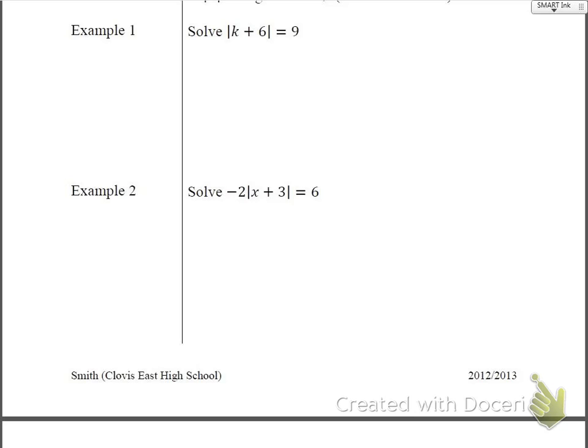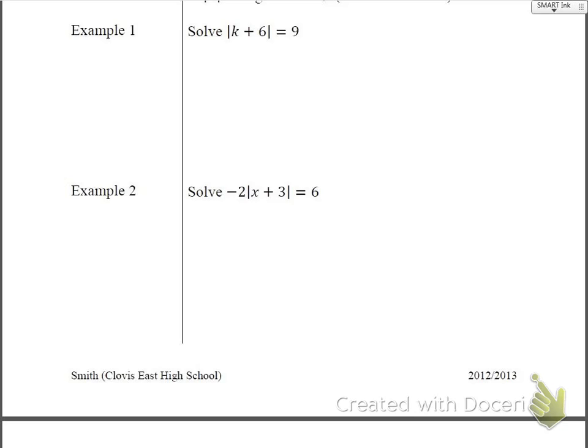Example 1, I have the absolute value of k plus 6 equals 9. So what I do when I'm looking at these problems is I always go do my steps first. That's why I have you guys actually write down all the steps, so that you can go back and basically do any problem. So step 1 said to isolate the absolute value. If you take a look at this, there is nothing on the outside of those absolute value bars. So it's isolated. The absolute value is by itself. So we can move on to step 2.